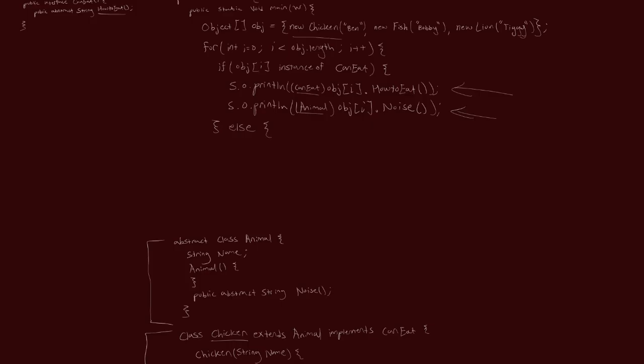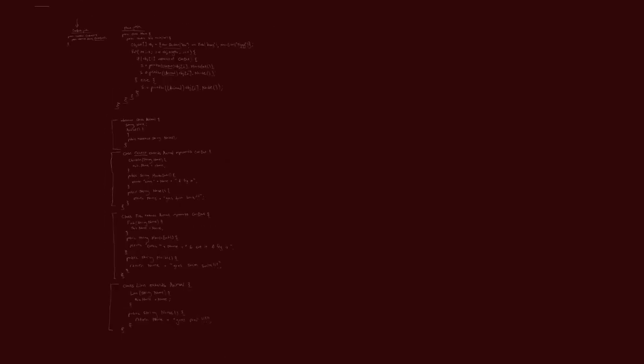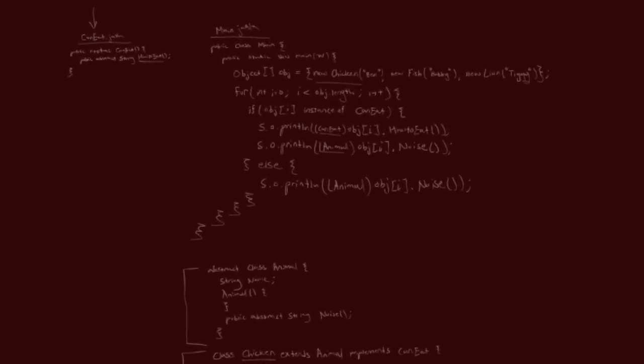Okay, and else, if it's not an instance of can eat, then that means it's an instance of only animal. So we would just do system.out.println, and we just do animal, and we do obj i dot noise, because the only one that's only an instance of animal is the lion class. Okay, so then we close the for loop, and as well, and everything else. All right, so that's pretty much it.